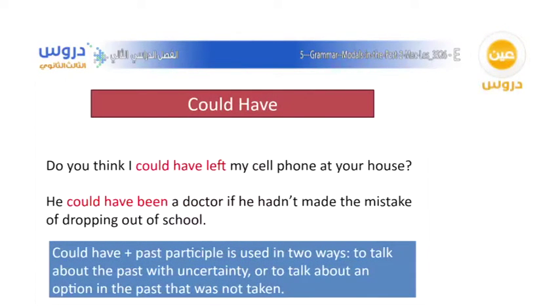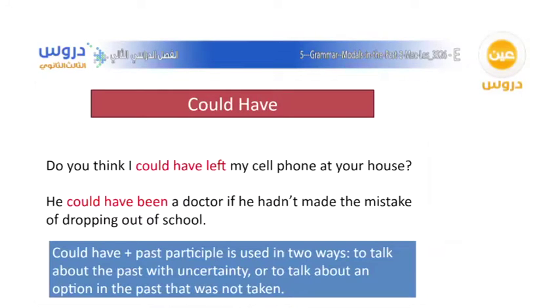Could have. Now we move on to the one you've been using. You were using could have. Could have is used in two ways. Way number one is to talk about the past without uncertainty, similar to may and might, or to talk about an option in the past, and this is what I was mentioning. When you talk about an event or about an option in the past that was not taken, like the example you made, I could have left at 8, that's a decision in the past that you didn't make.